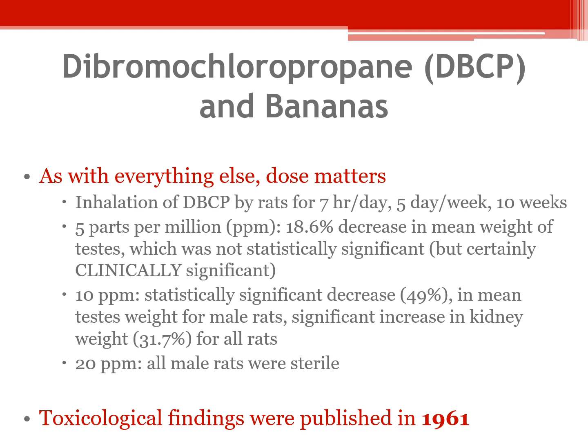This was not statistically significant, but it was certainly clinically significant. An almost 20% smaller testes will produce fewer sperm than a normal-sized one. It was found that rats exposed to 10 parts per million with this exposure pattern over 10 weeks had a statistically significant decrease in mean testes weight for male rats, almost a 49% decrease, and for both female and male rats, a 31.7% increase in kidney weight.